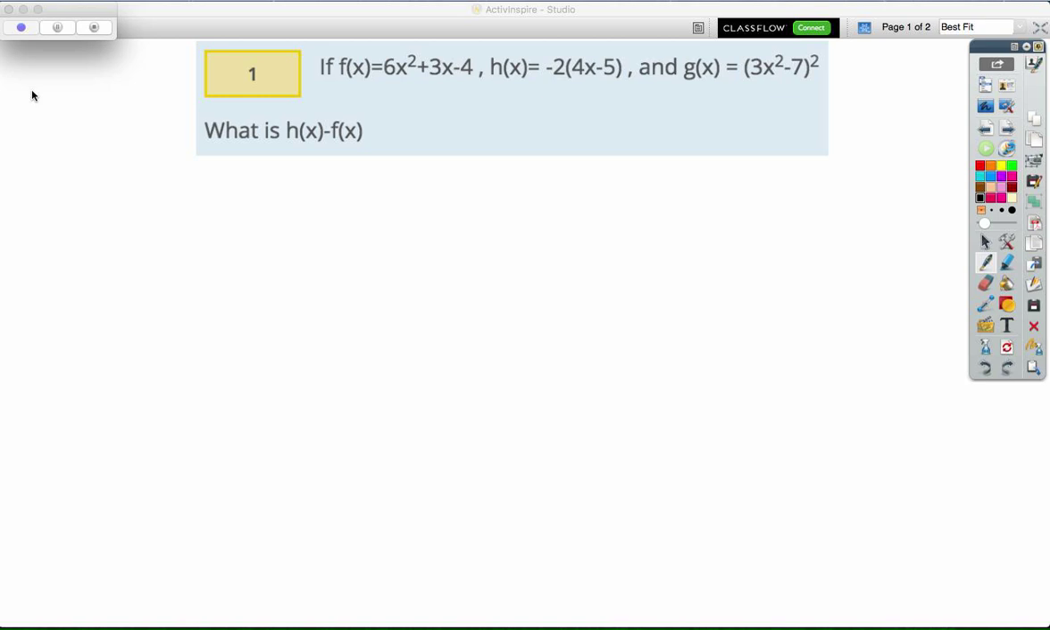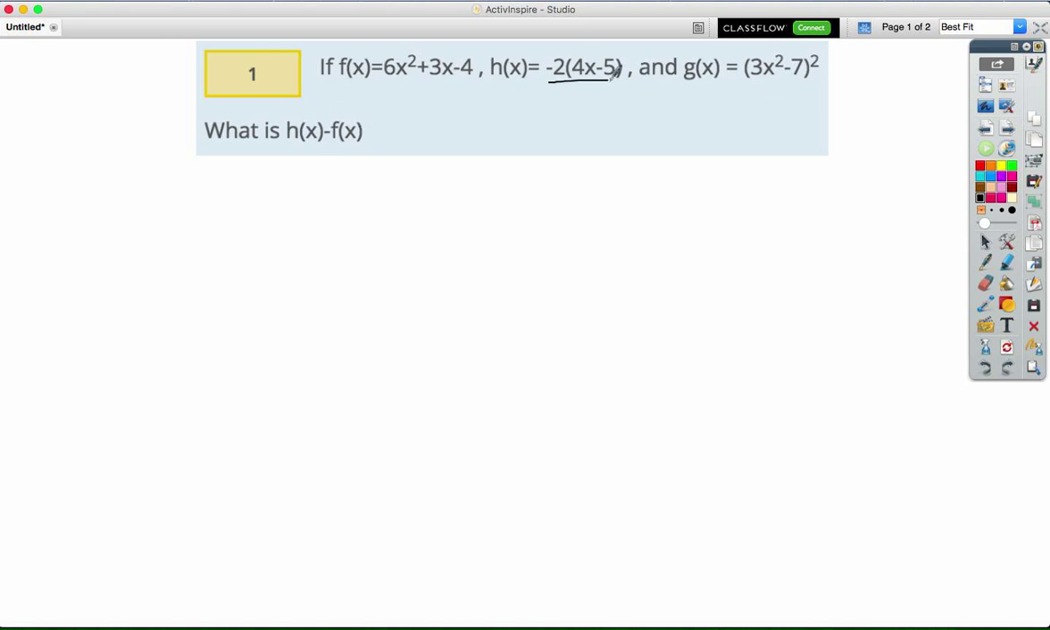This video is the exit slip from Wednesday, September 19th. You had two questions that focused on adding and subtracting the functions. So number one, I've got pulled up here. They give us three different functions, but they're only telling us to subtract h of x minus f of x.